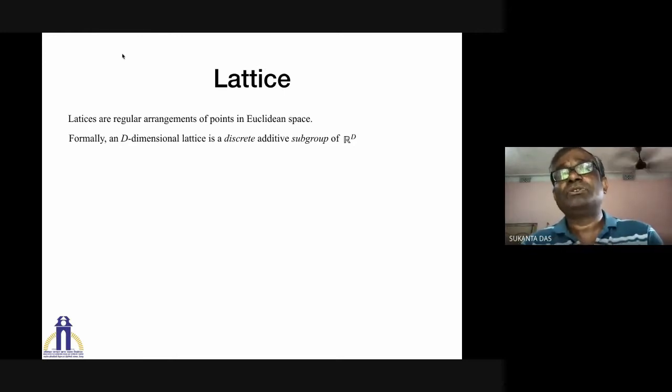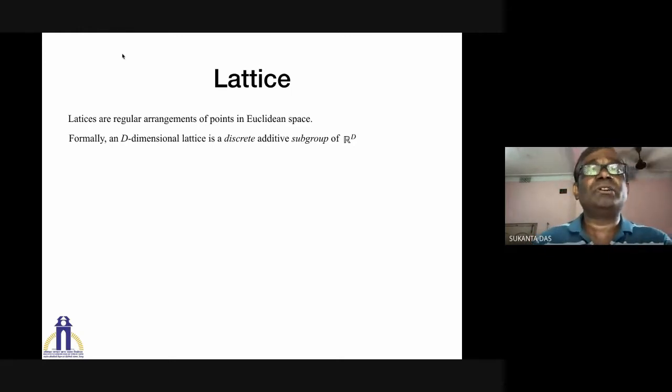So R to the power d is a set, and a lattice is a discrete and additive subgroup of R to the power d. This is the definition of a d-dimensional lattice. Here d is a natural number. It is 1, 2, 3, 4, any natural number.